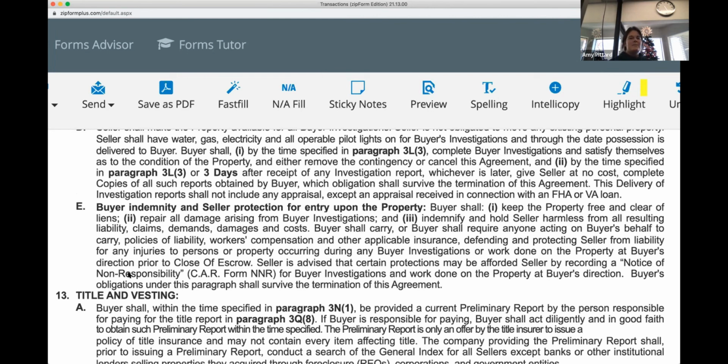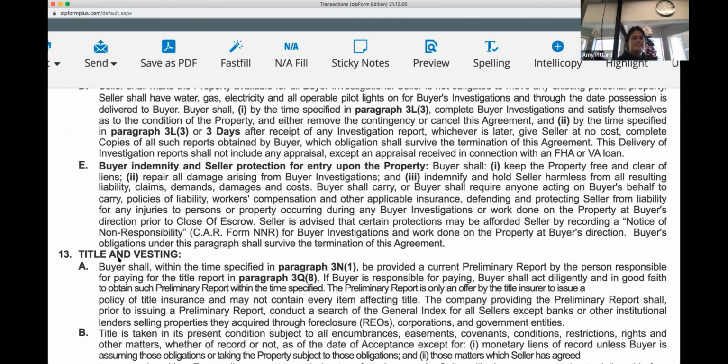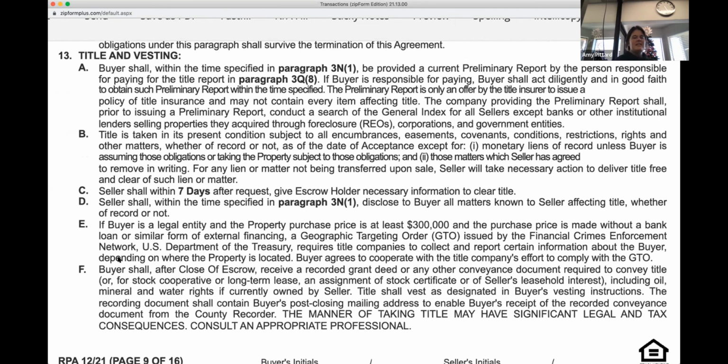If an inspector or the buyer damages the property during inspections, that is the buyer's responsibility to make sure it gets remedied. Section 13 is title investing.